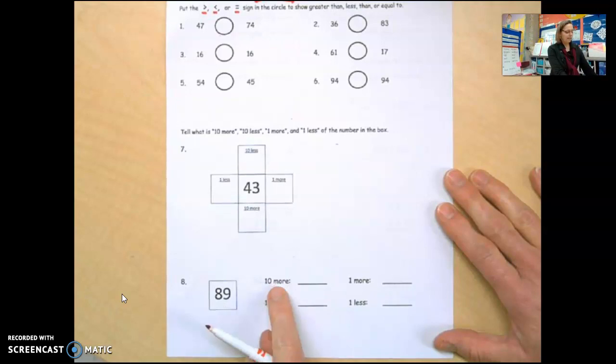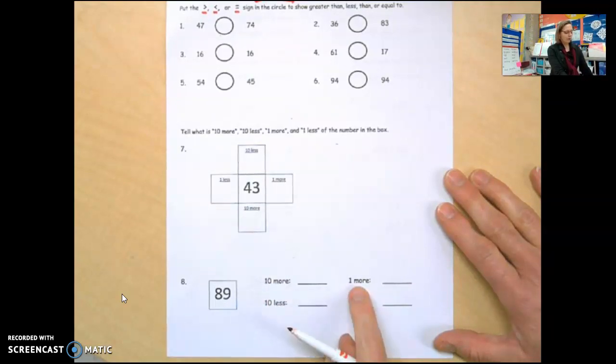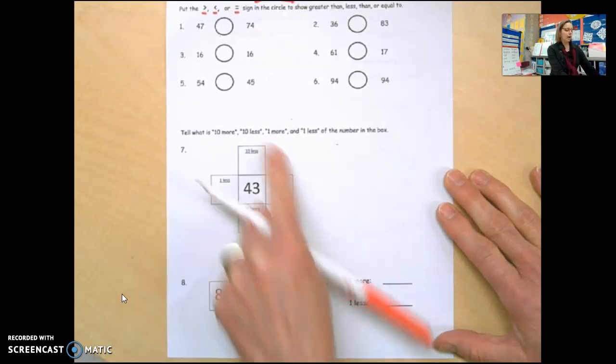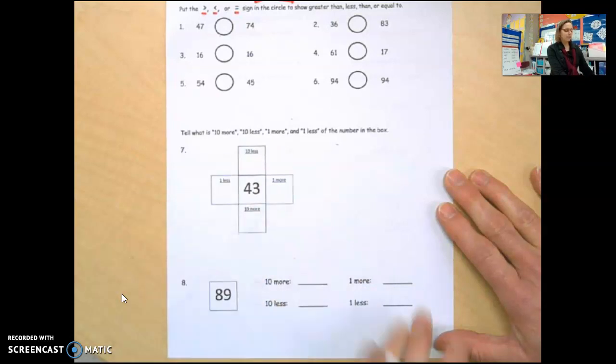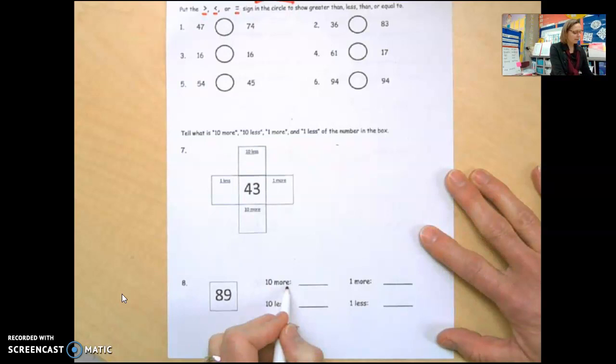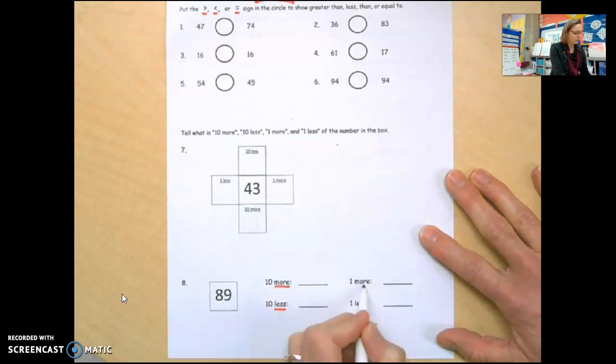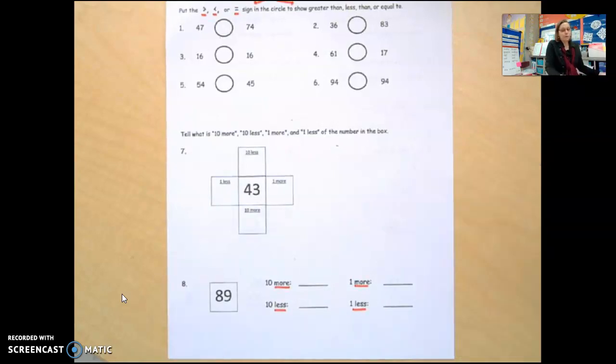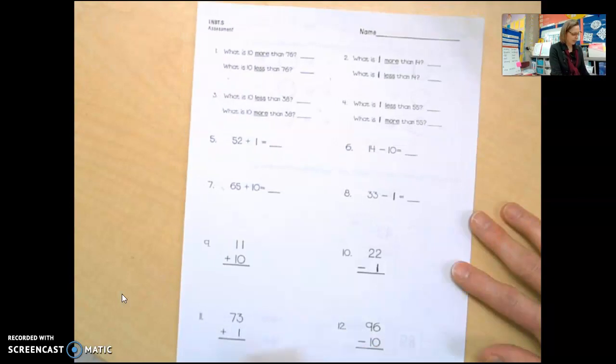And then you have to tell me 10 more on this line, 10 less on this line, 1 more on this line, and 1 less on this line. Now this is a little harder because you're not putting them in place. They're randomly spaced on the paper. So be very careful what you're looking at. Make sure that you know what it is you're doing, okay? And make sure you put them on the right lines, because if you put them on the wrong lines, they're wrong, okay?